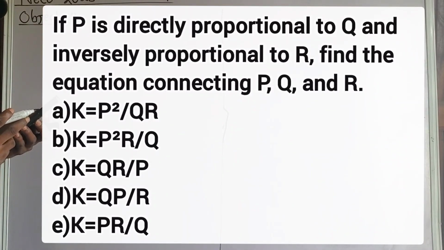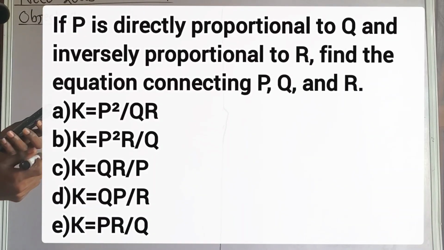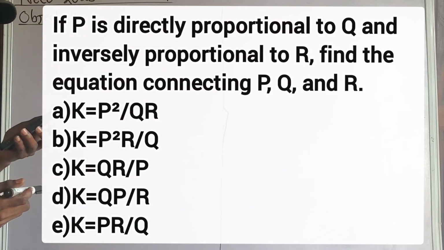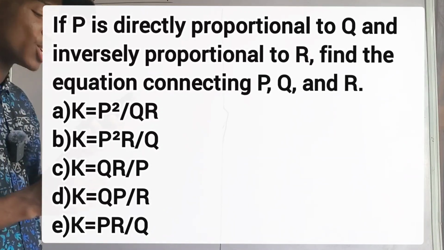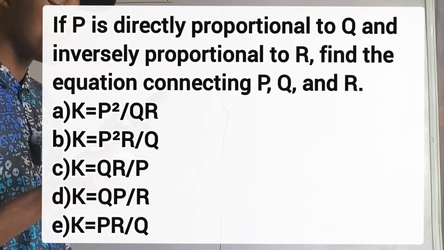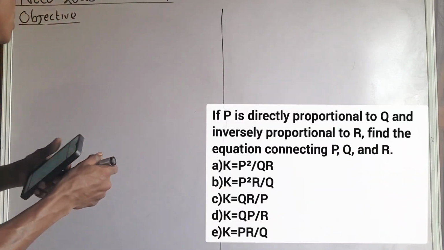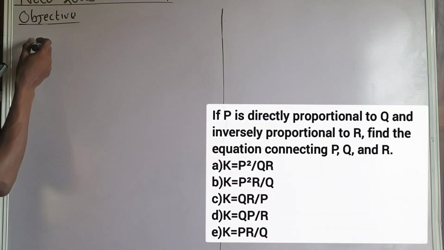And the first option here, we have K equals to P squared over QR. Option B, K equals to P squared R all over Q. Option C, we have K equals to QR all over P. Option D, K equals to QP all over R. Option E, K equals to PR all over Q. Okay? This kind of variation is known as joint variation. You understand?